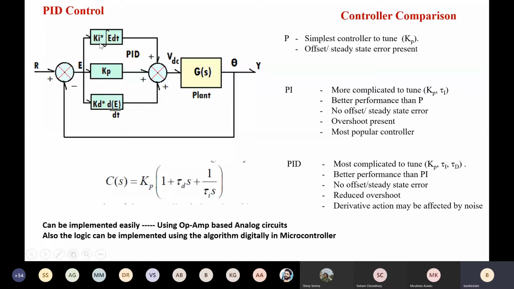So if you want to design this PID controller, you can either design it in hardware. Hardware means you might have heard the name of operational amplifier, which is very widely used in the design of electronic circuits. So you can use the op-amp based circuit to realize this gain, integration, and derivative function to realize the PID controller. Or if you want to implement it digitally, that is also possible. The corresponding digital logic, you will write in code form or algorithm form, and that code you can burn into your microcontroller, and that particular code will act as the PID logic. Okay, so this is the implementation point of view.